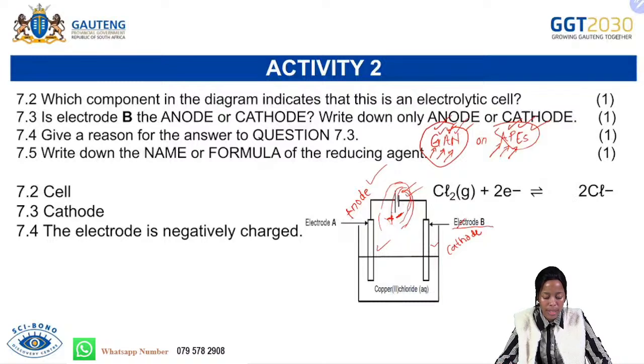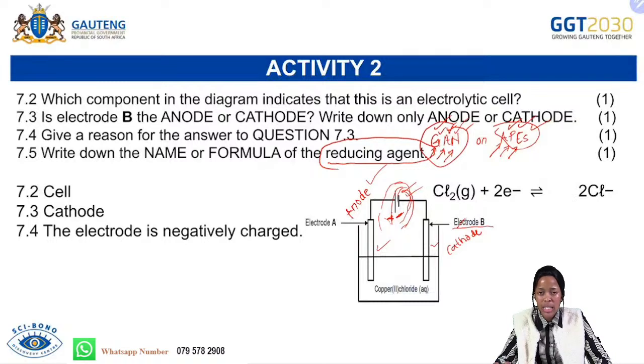Then 7.5 says we must write down the name or the formula of the reducing agent there. Okay. So with the reducing agent, remember the reducing agent will be a substance that is undergoing oxidation. So you must first be able to identify which one will be undergoing oxidation, and how are you going to do that?